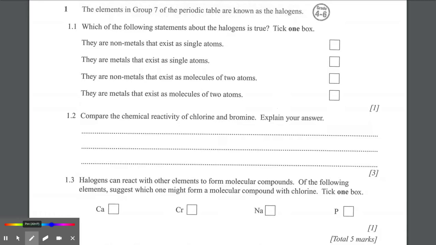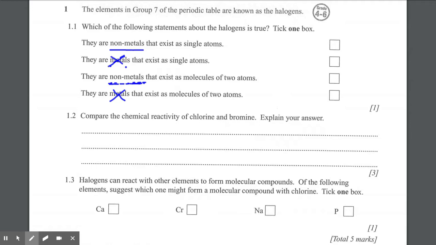So the four statements are all discussing, in the first instance, whether or not they're non-metals or metals. Now, we know that Group 7 is on the right-hand side of the periodic table, and they are non-metals. So we can immediately discount two of the sentences in that they are not metallic. So we can get rid of statements 2 and 4.